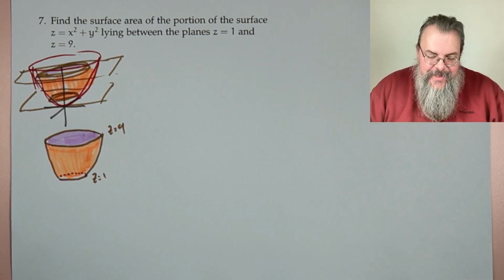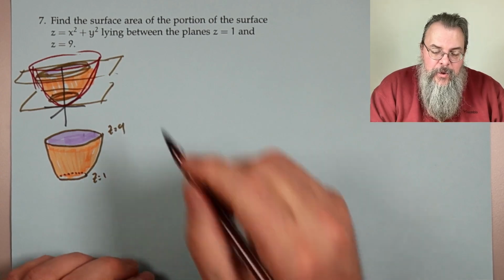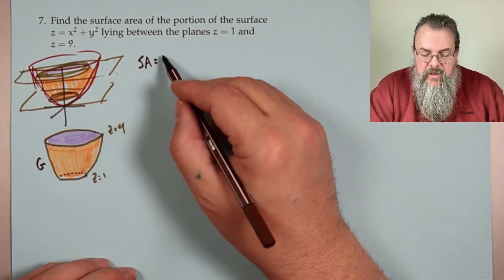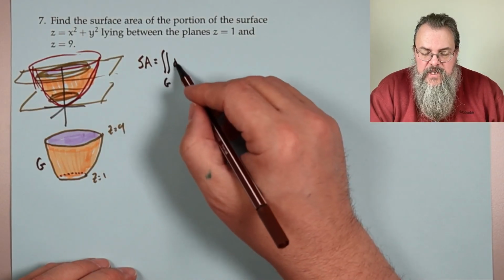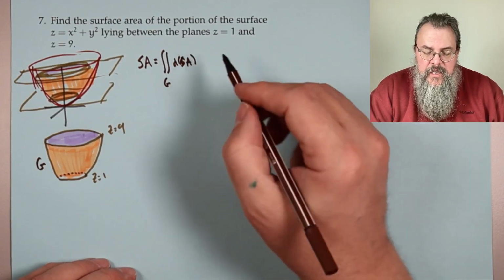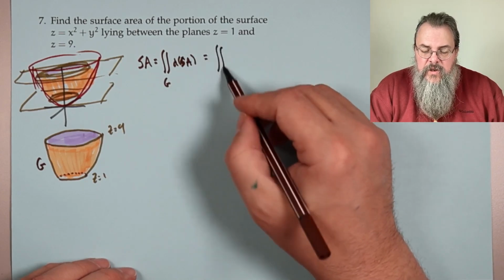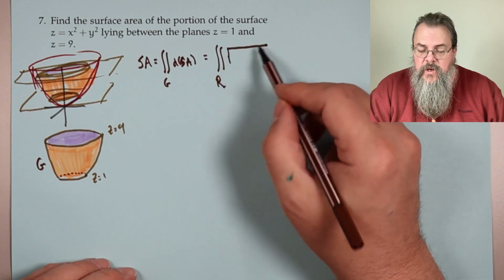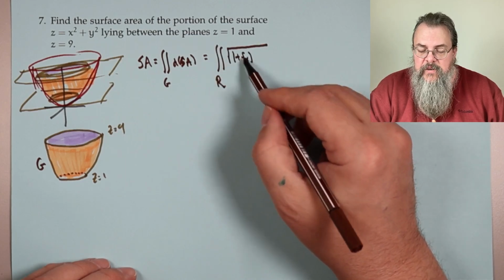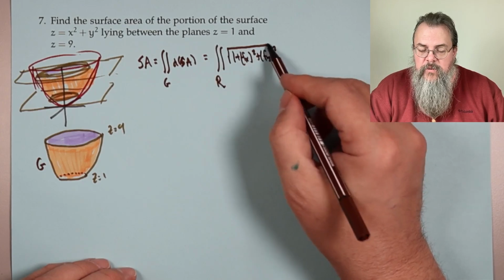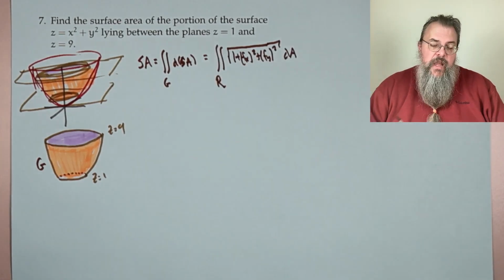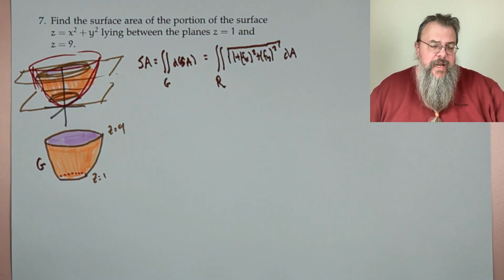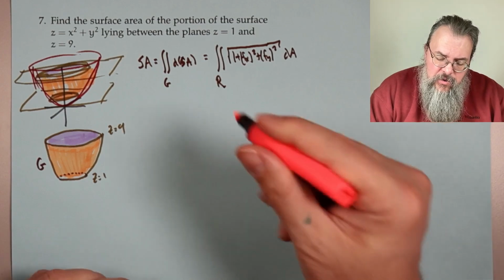All right, so let's go ahead and write down the formula. We have that our surface area, if we think of this as our surface G, is the integral on our surface of dSA, but it's also equal to the integral over our region of the square root of 1 plus fx squared plus fy squared dA. Now, to use this, we need to understand what exactly is meant when we say our region.